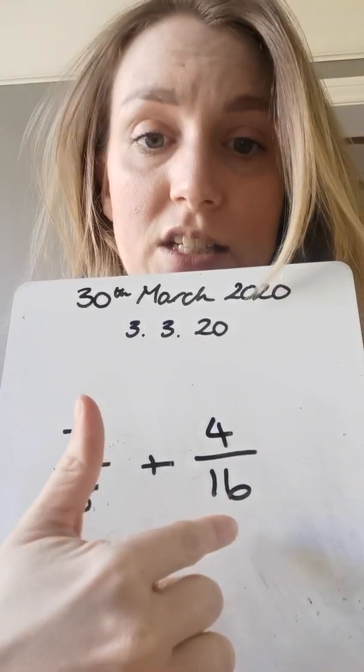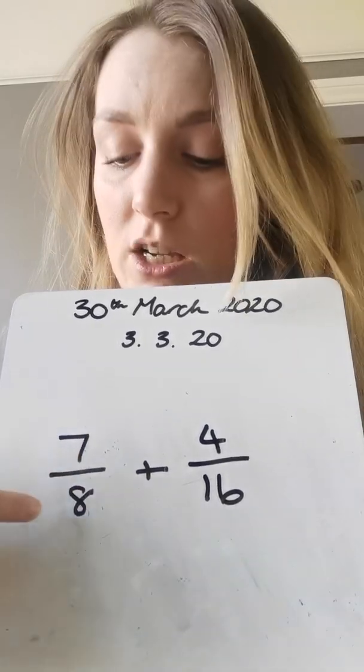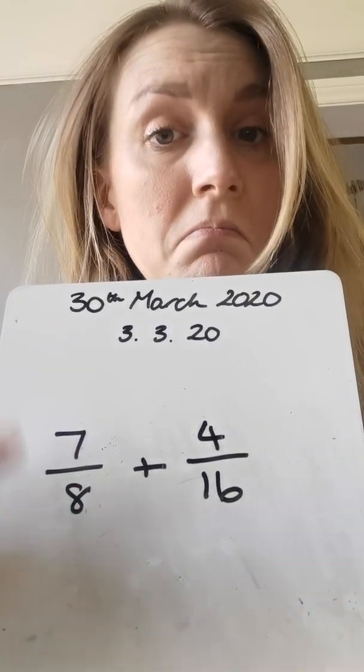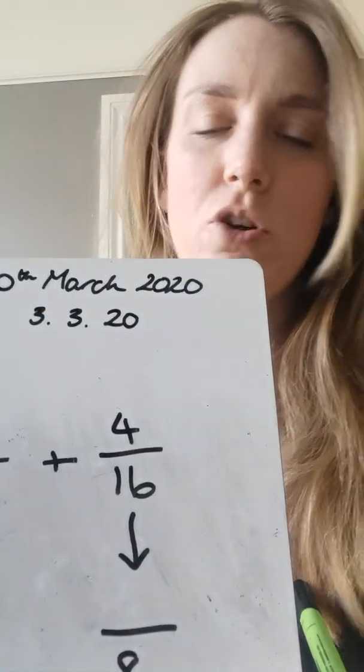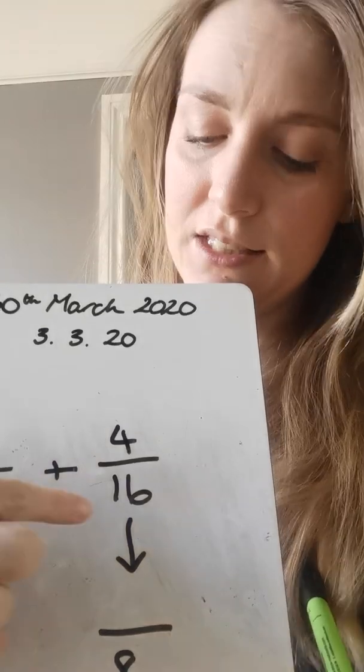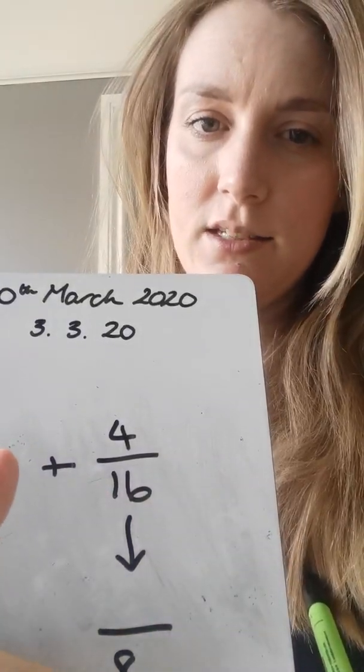So my job is to transform one of them so that they are the same. I can choose: I can turn this one into eighths, or I could change this one into sixteenths. You choose. I'm going to turn this one into eighths. So I'm going to draw my little arrow underneath and transform it into eighths. I've got to think, what did I do to the 16 to turn it into eighths? I halved it, I divided it by 2.